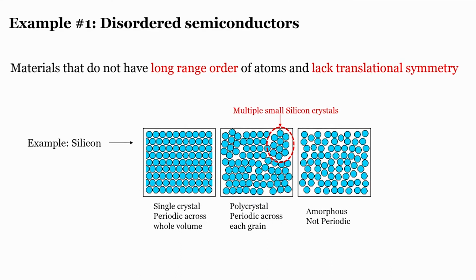Then we talked about what the difference is between disordered semiconductors. We took the example of amorphous silicon, and we tried to reason how amorphous silicon is different from single crystal or periodic silicon. We reasoned that there are three structurally different kinds of silicon available. First is single crystal, which is locally as well as globally ordered.